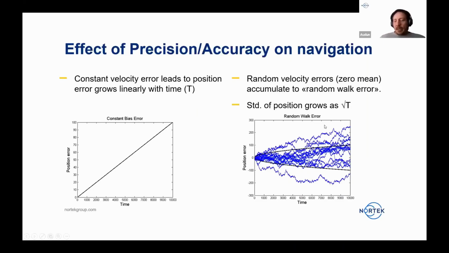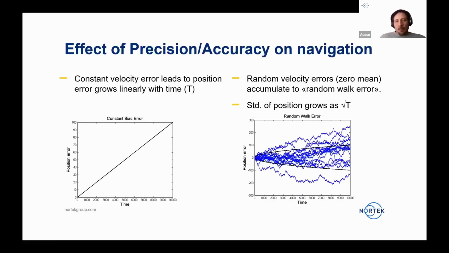So again, we have to get back to what is the realistic time scale here. And for typical time scales of a DVL, doing navigation for line lengths of, let's say, a nautical mile, we'll typically see that these biases, these constant or slowly varying biases, will dominate over these completely random errors.